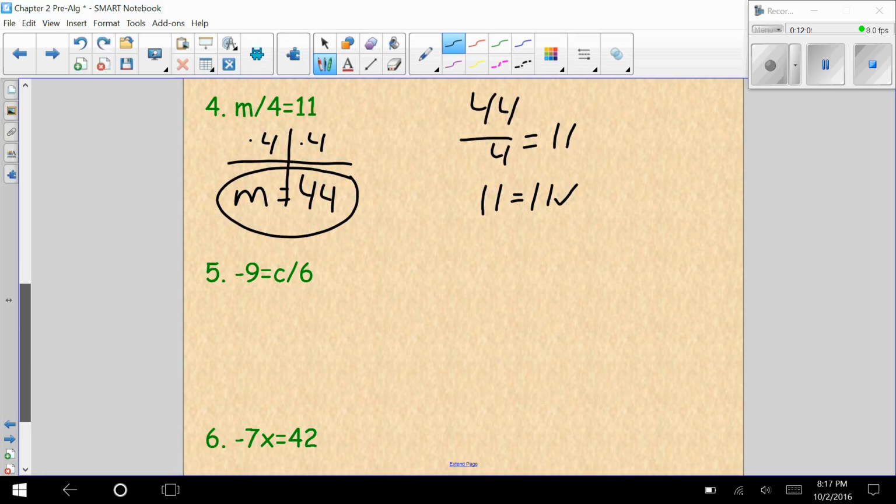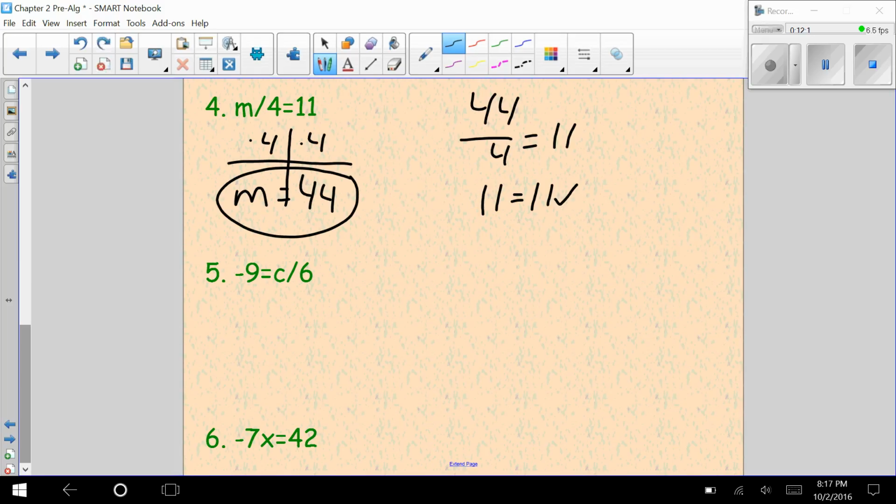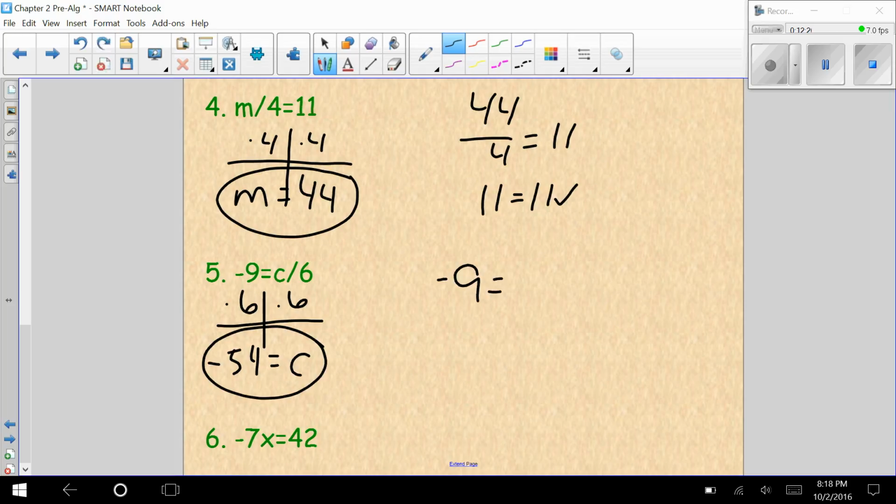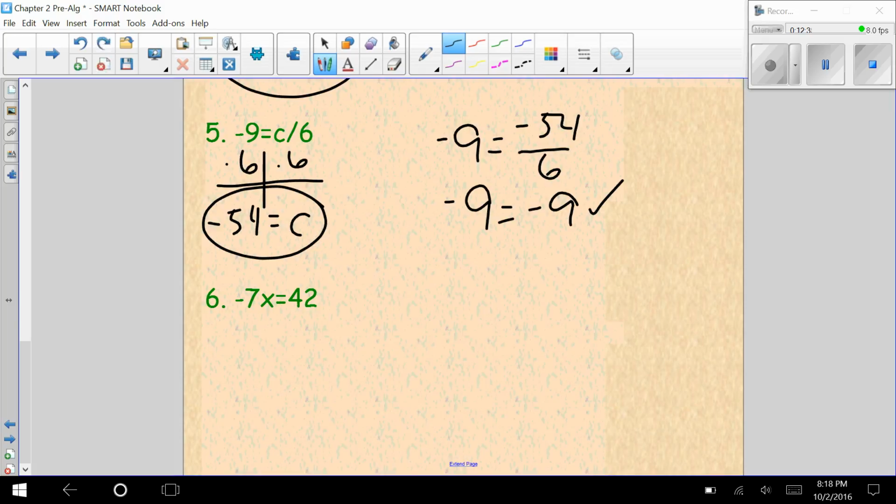All right, for number 5, negative 9 equals c divided by 6. Draw my little wall, c divided by 6, so I multiply by 6 to solve. Negative 9 times 6 is negative 54 equals c. To check this, I take negative 9 equals negative 54 divided by 6. 54 divided by 6 is indeed 9. My answer works out.